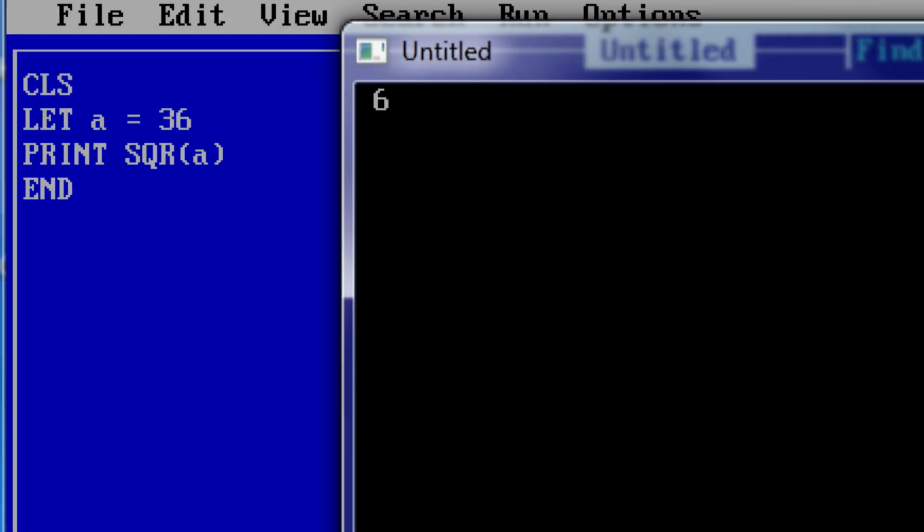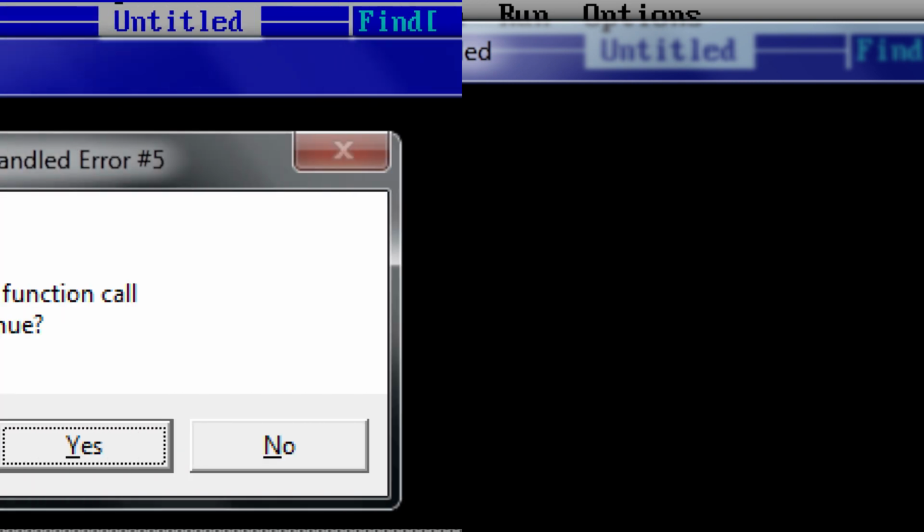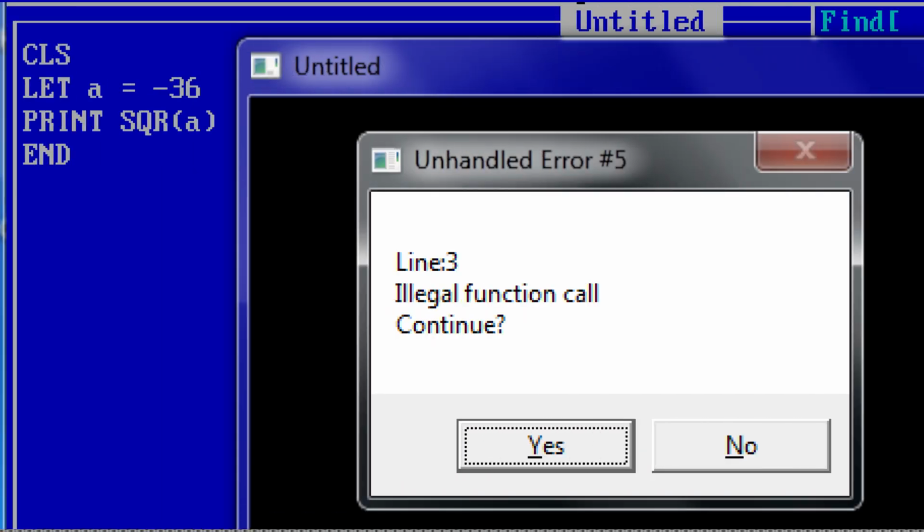I have shown you both examples. In the first example, a equal to 36 and the square root of a, the output is 6, because it is a positive numeric value. But in another example, there is nothing in the output, but there is an error. You can see that in line 3 there is an illegal function call. So that means you understood that it cannot run on a negative numeric value.